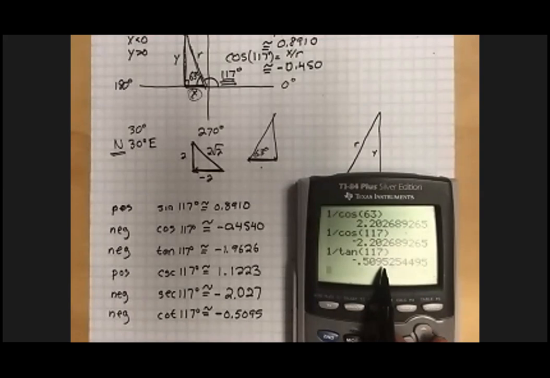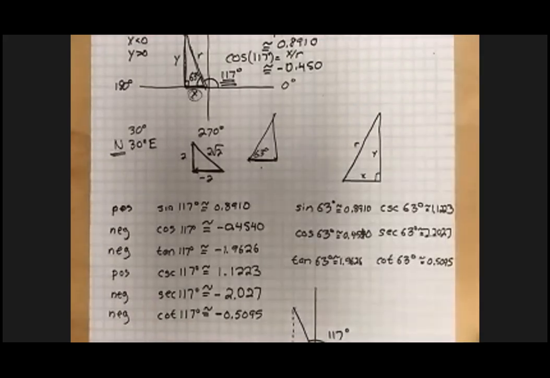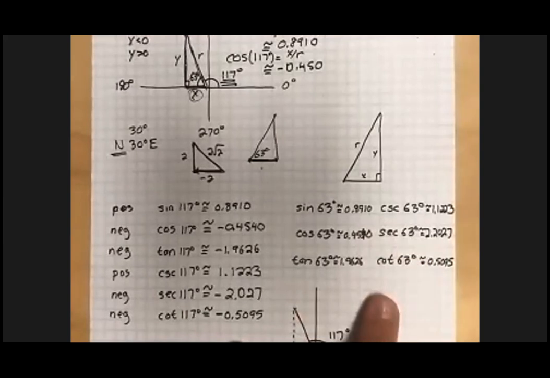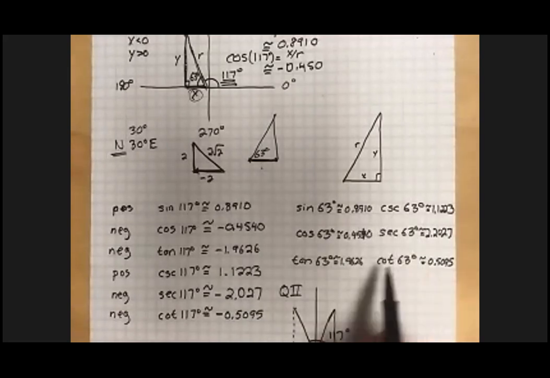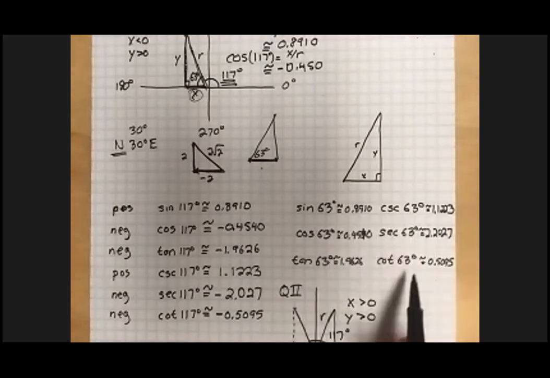Negative 0.5095. These are all the same numbers. But when I talk about 117, I'm talking about the second quadrant. And so the sines, cosines, secant, tangent, cosecant, cotangent will be positive or negative depending on whether I'm using X or Y. And when I talk about 63, I'm pretending I'm in the first quadrant. And in the first quadrant, R, X, and Y are always, always positive. So all the ratios are always positive.